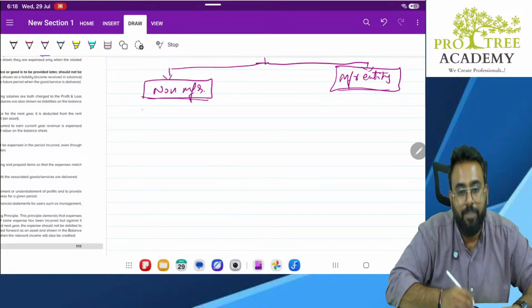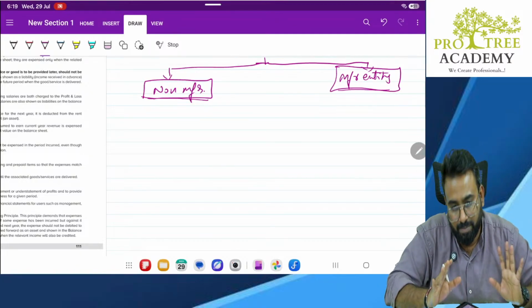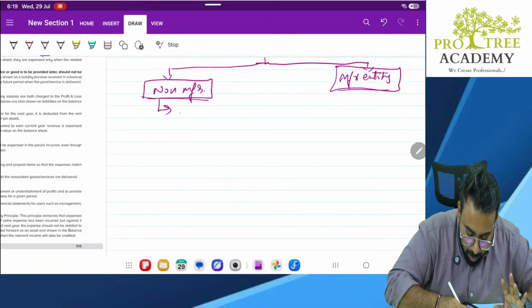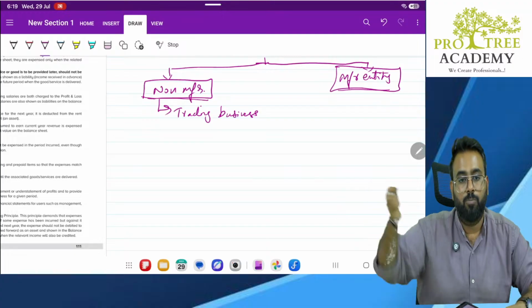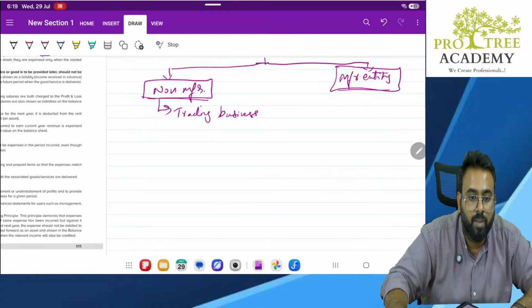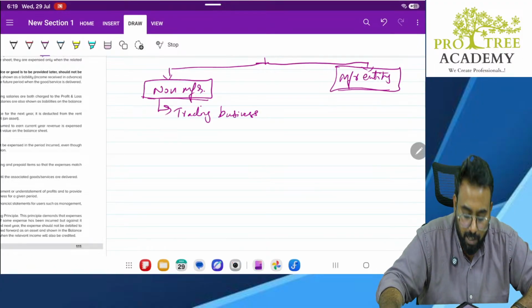Whereas in case of non-manufacturing, it is simple, sir, some trading. Non-manufacturing is nothing but, in simple words, trading business. You buy a finished product, you sell a finished product. Clear? You buy a finished product and sell a finished product.